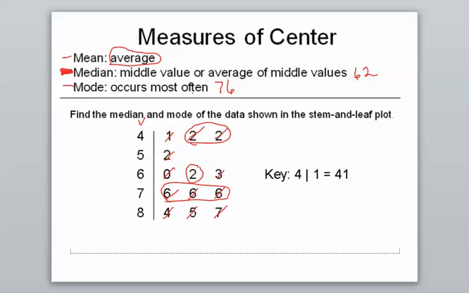Did I miscount here somewhere? Let me do my count again. 1, 2, 3, 4, 5. Oops. There's 6 here. 1, 2, 3, 4, 5, 6. I must have missed marking one off there incorrectly. That one would be marked off. That one would be the middle one. So it'd be 63.